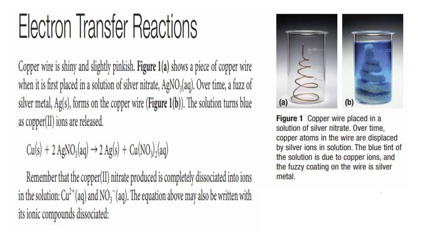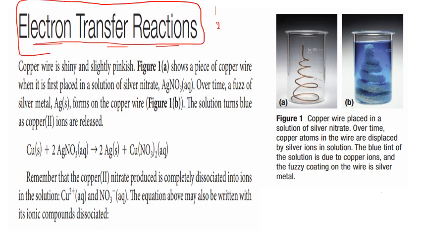In order to understand that, first we will have a look at electron transfer reactions. If you have done types of chemical reactions, there are a few different types, and electron transfer reaction is one of them, where the electrons are transferred, and that is how the reaction proceeds.